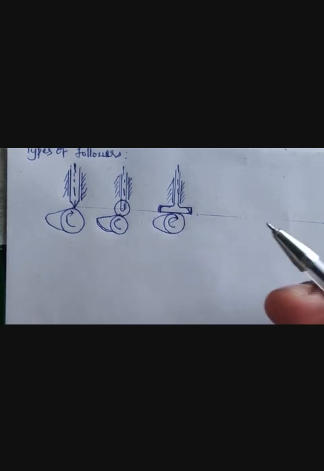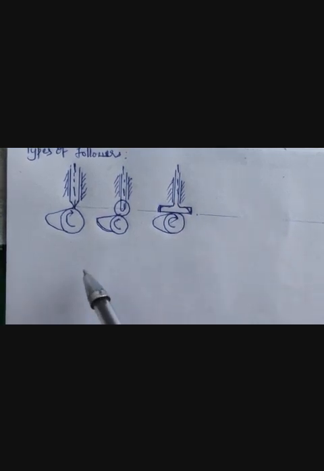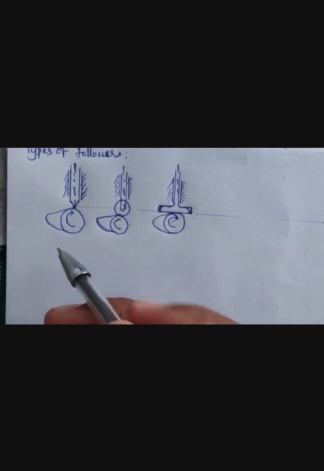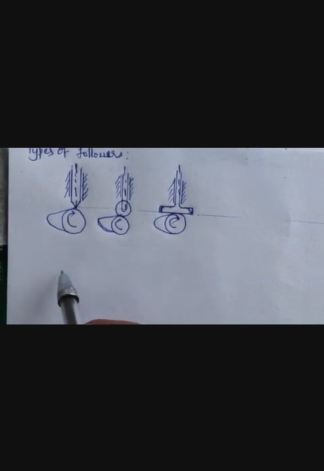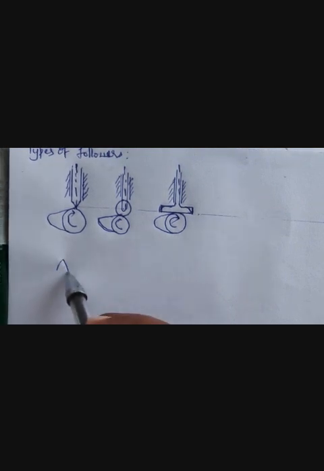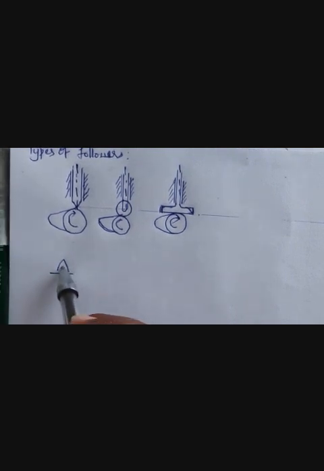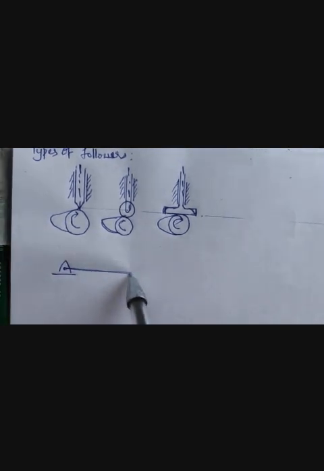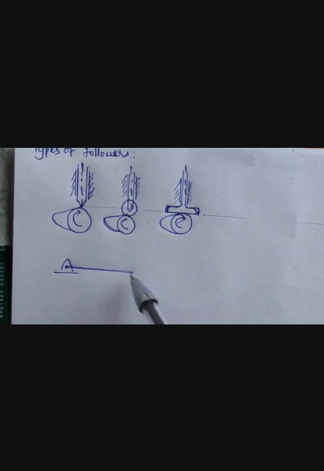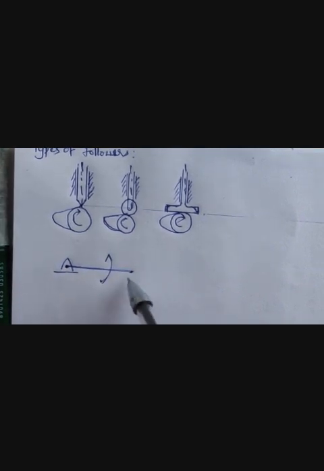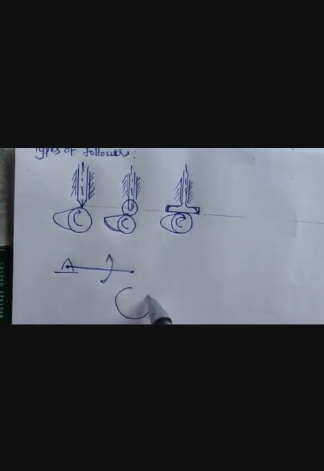Now let us see what is an oscillating follower. An oscillating follower, as the name indicates, does not reciprocate. It actually oscillates. So for that it needs a pivot, and in a simple way you can assume this to be a lever type mechanism which is hinged here, and this oscillates. The motion from a cam can be transferred directly into this through a flat face, or it could be transmitted through a roller.